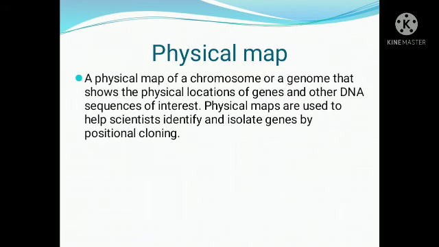Now let us see what a physical map is. A physical map is a representation of the chromosome. It provides the physical distance between the landmarks of the chromosome, measured in base pairs of nuclear DNA. The physical map is used to help identify and isolate where the gene exactly is.